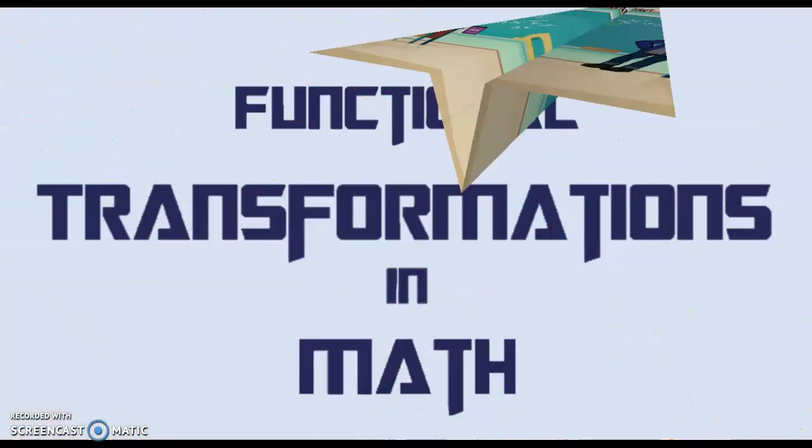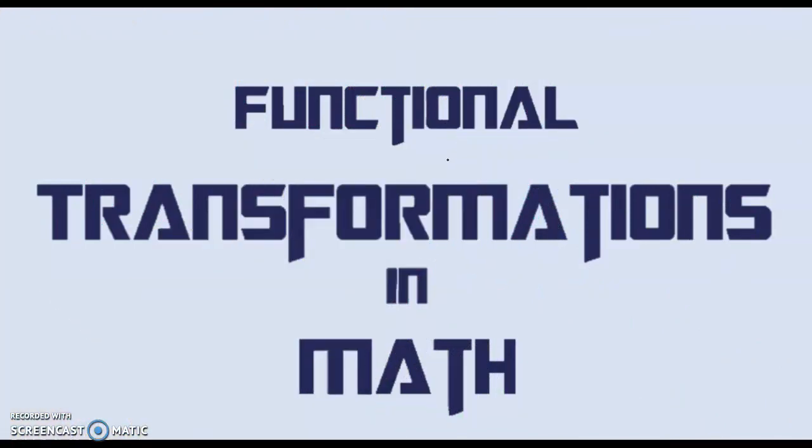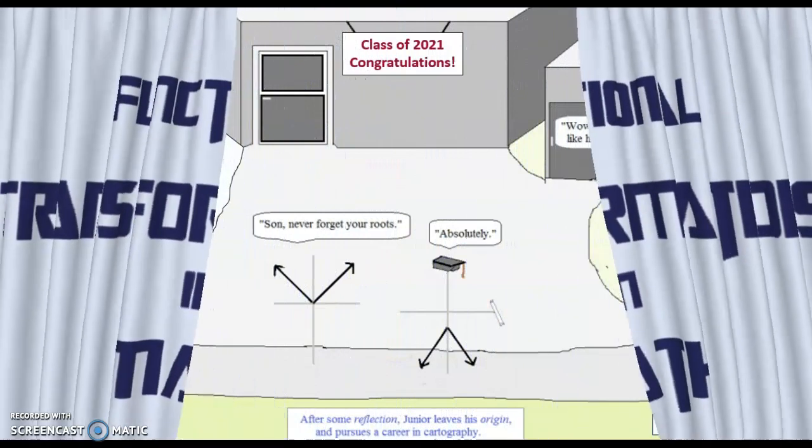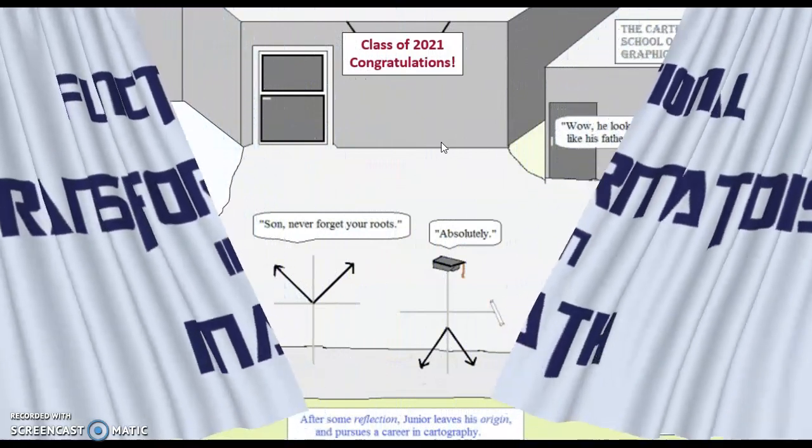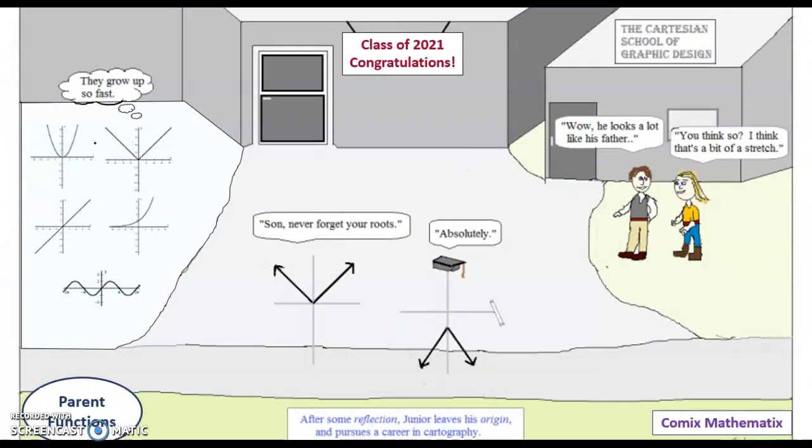So what we call these are functional transformations. So it applies to a number of different functions. My Comics Mathematics shows that here are some of our parent functions: the quadratic function, the absolute function, the linear, the exponential, the sinusoidal. And these are all the parents, and they grow up. So here's the absolute parent function and sees the child grow up and transform.